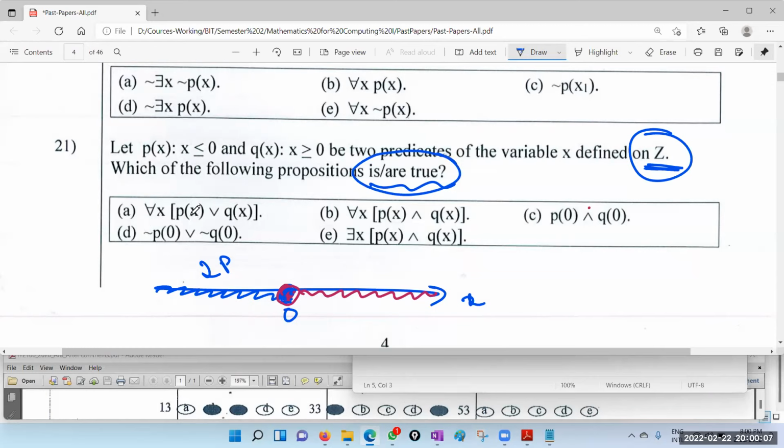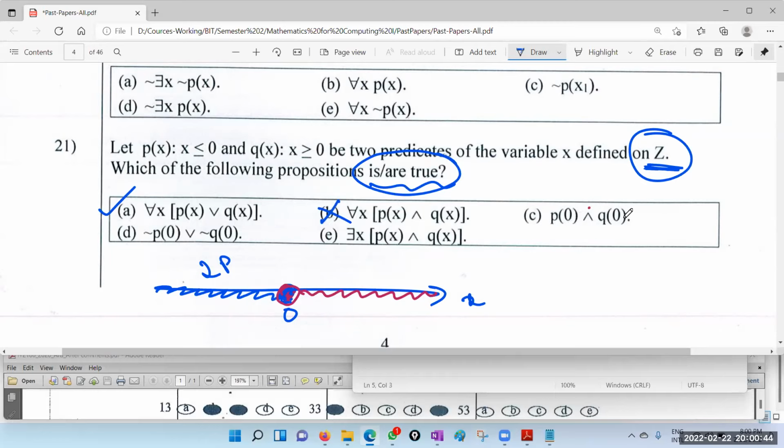Yes, right? If you take x as an integer, because it says x is defined on integers, all the integers must belong to either Px or Qx. If you take 0, it belongs to both, but that is fine because when we say or, both is also okay. So this is correct. All x are either Px or Qx. All x are Px and Qx? No. Only 0 is Px and Qx. Only 0. So how can you say that all x are Px and Qx? No.